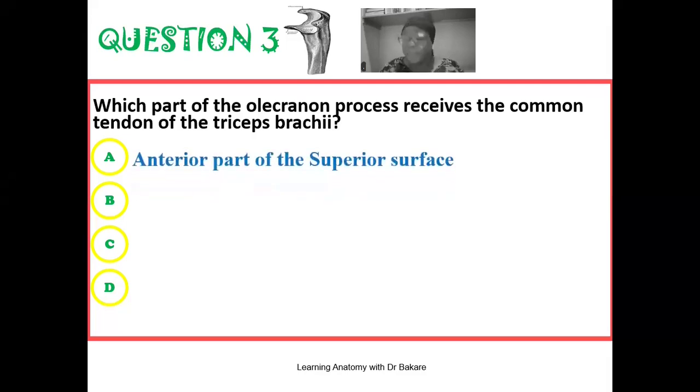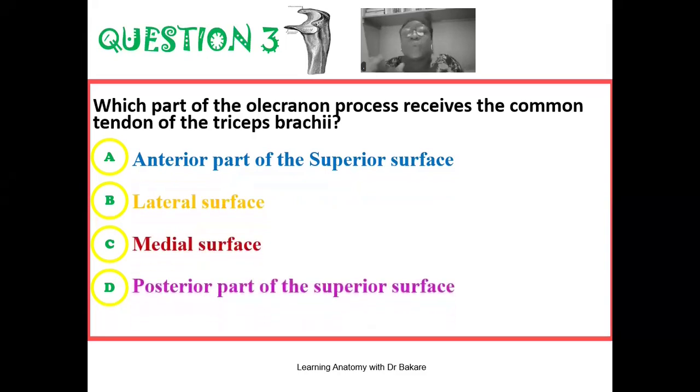Is it the anterior part of the superior surface? Is it the lateral surface? Is it the medial surface? Or is it the posterior part of the superior surface? So out of all these options, the correct one is the posterior part of the superior surface.